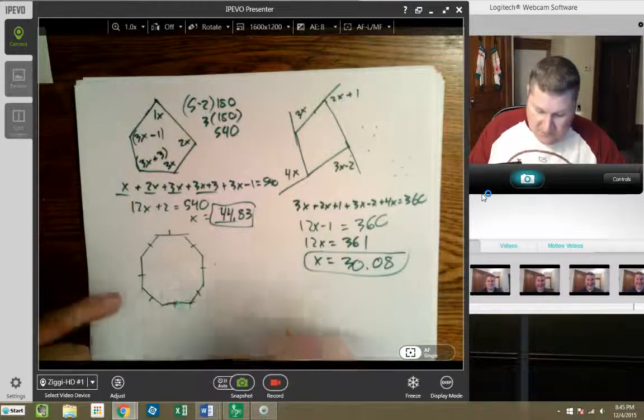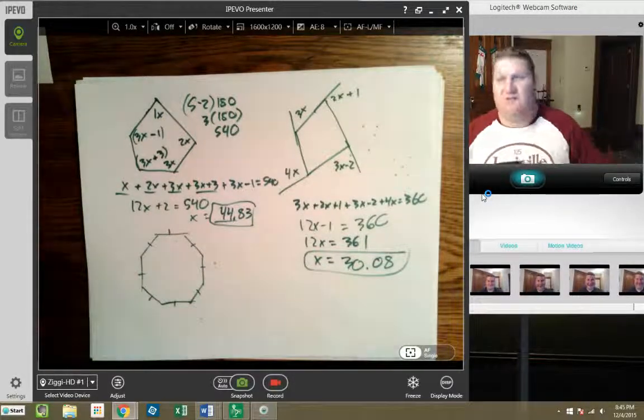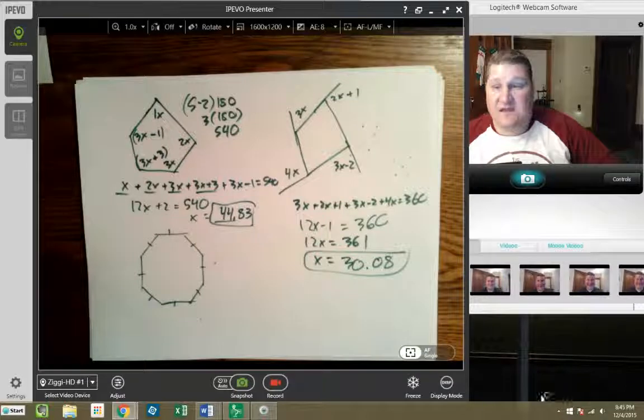Now, from there, you have a regular figure. If this is an octagon, you can do the same thing we did on the previous one. So take a look and see if that gives you a good hand.